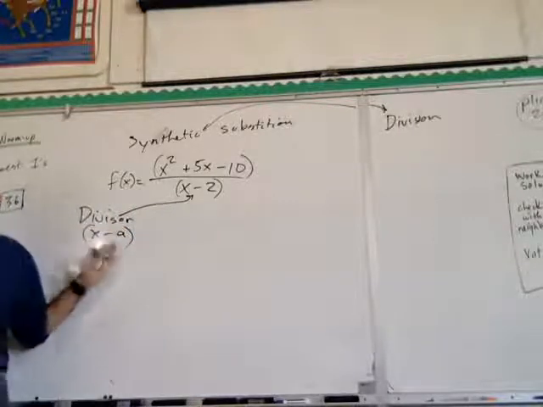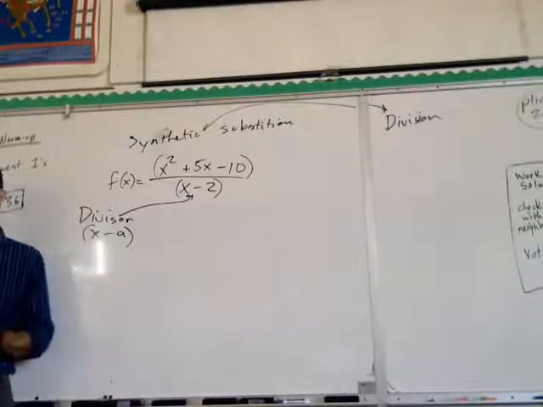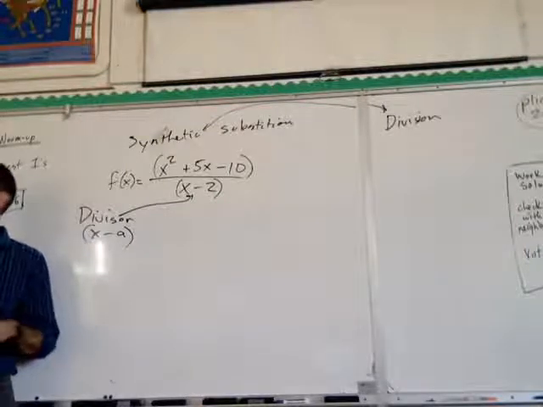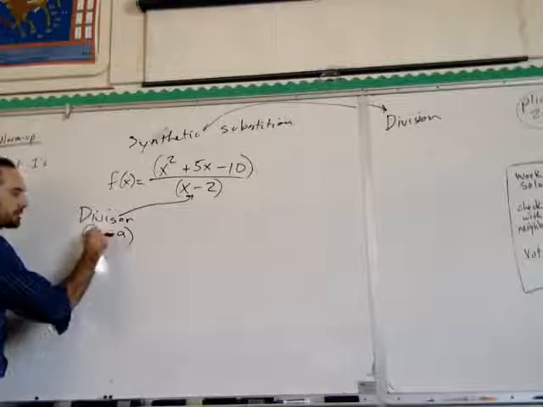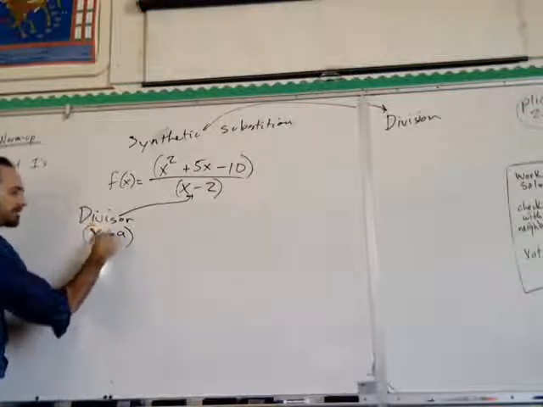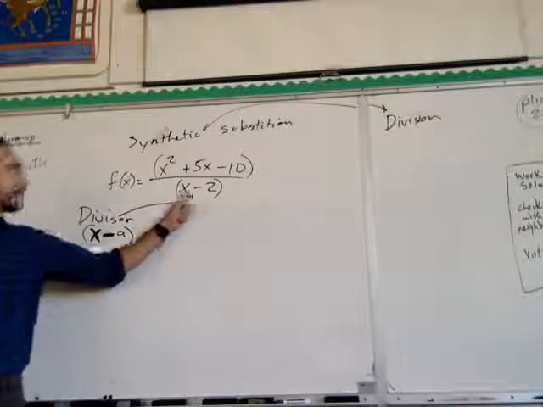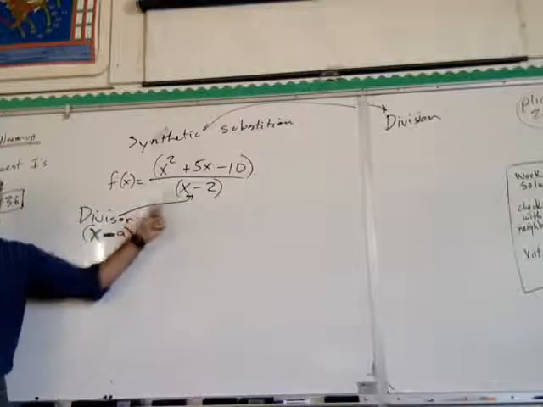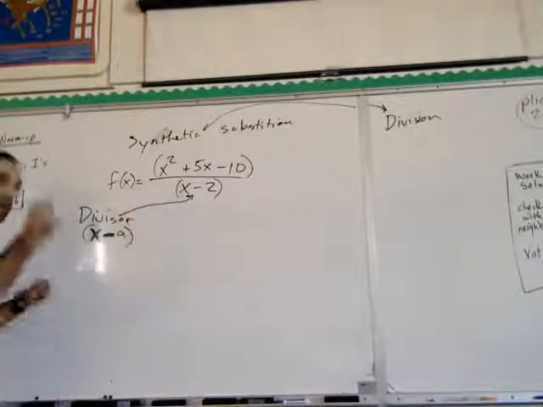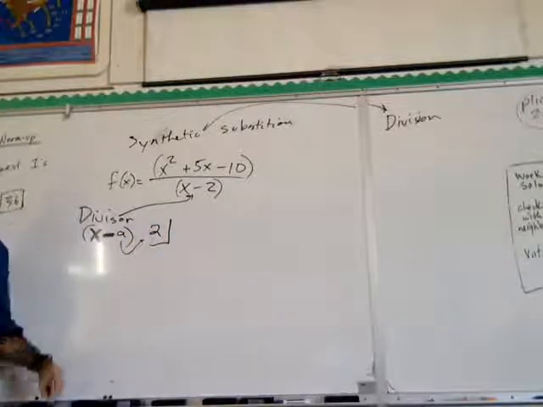Now, since it's x minus a, what is my a value in here? It's tempting. It's okay if you get it right or wrong. 2. The answer is 2 for this because the divisor is always in this form. It's always in this form of being x minus whatever the a is. If we ended up with x plus 2, then I would know that my a value must have been negative 2. But in this case, it's x minus a. It's x minus 2. So my a value goes here. My a value goes here. 2. Right?